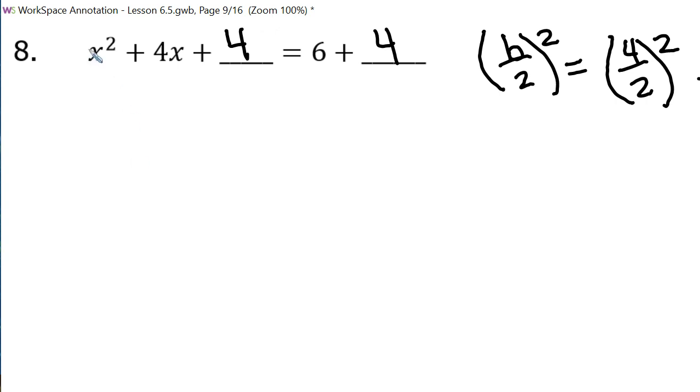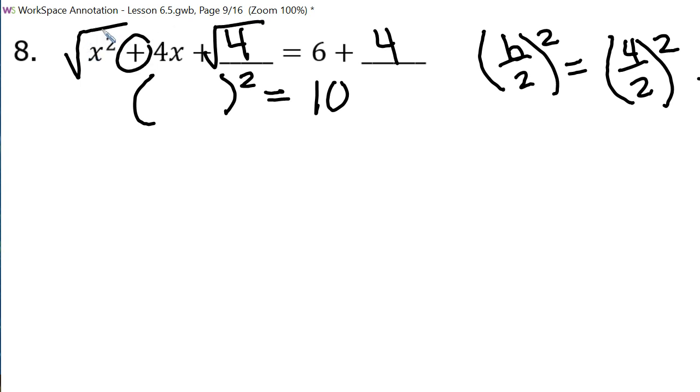Now factor the perfect square trinomial, so put the parentheses with the square. And on the right side, what is 6 plus 4? 10. And when you factor the perfect square trinomial, square root the first one, square root the last one, plus sign in the middle. X plus 2.